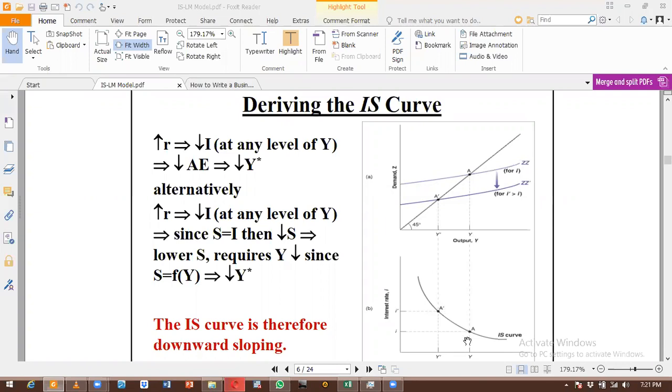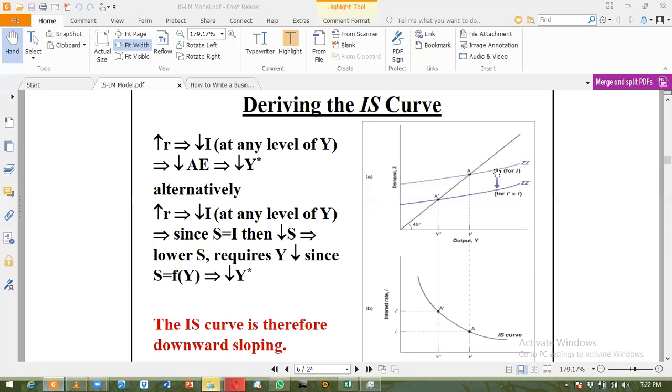So we want to derive our IS curve. So when the interest rate was I, the level of output was Y. Now there's an increase in the level of interest rate, and that is going to cause the aggregate expenditure to fall, because investment is going to fall. When interest rate increases, aggregate expenditure falls. And why is it falling? It's falling because of the fall in the level of investment.